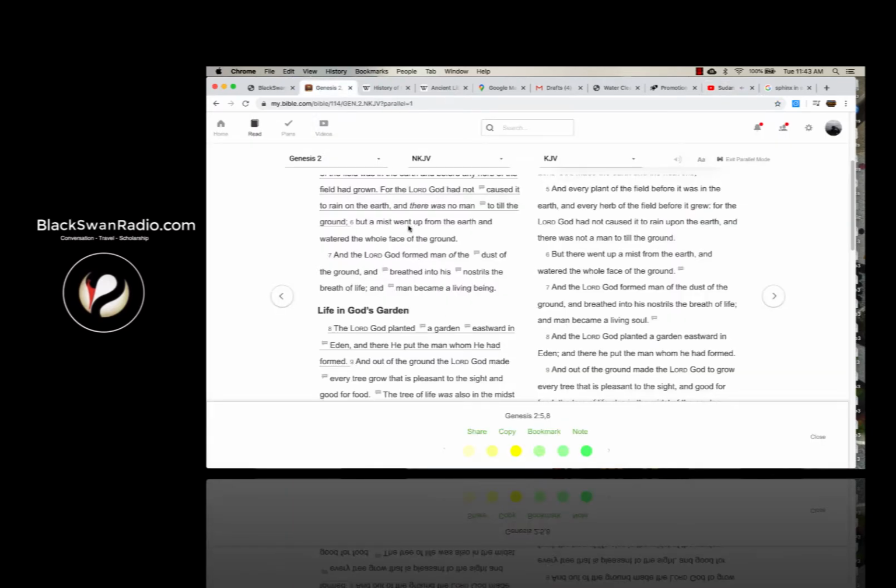So we've seen where there was no rain. God had not caused it to rain, like the dearth, the desert on the earth. And there was no man to till the ground. So that's the problem. But a mist went up from the earth and watered the whole face of the ground. So the whole ground was watered by the mist that dissipated into the dry. It just got absorbed up into the dry, hilly land. But beneath, right, the water rises up. And they learned how to use this to what?